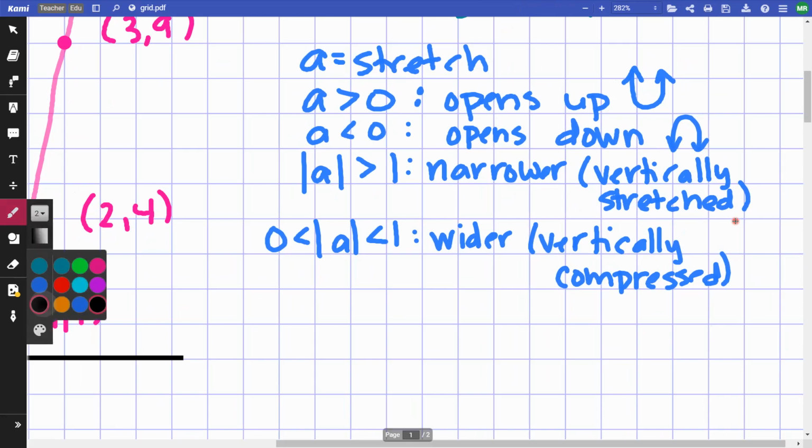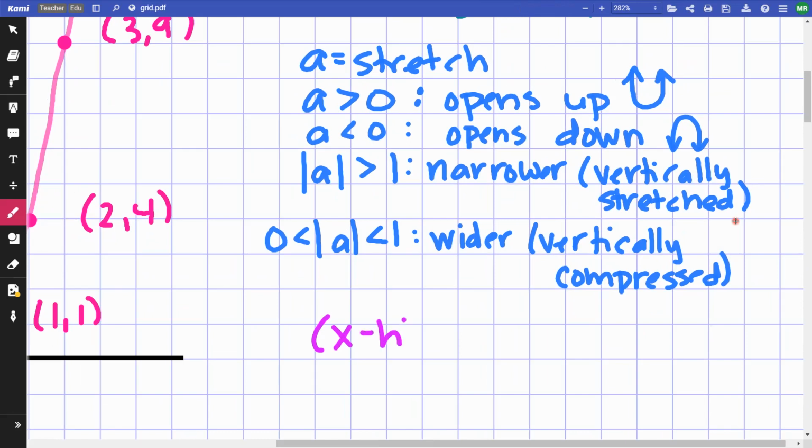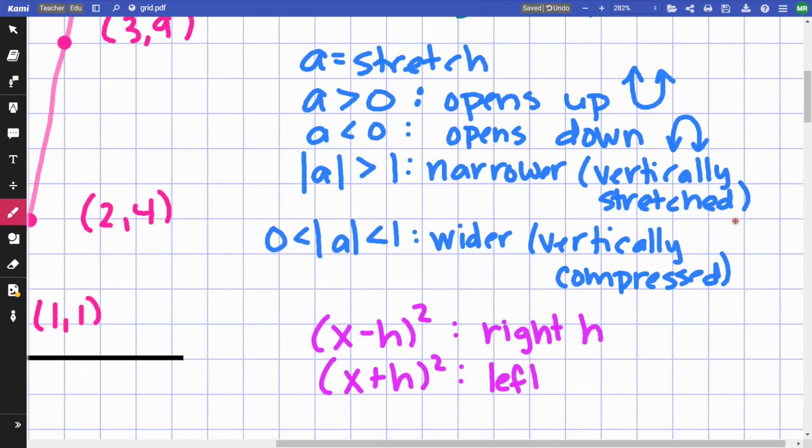Now, if I'm talking about the x minus h squared or x plus h squared, this is going to be your left-right movement. If it's an x minus h, h will make that 0, so that means it's going to go right h units. Negative h would make x plus h 0, so you're going to go left h units.